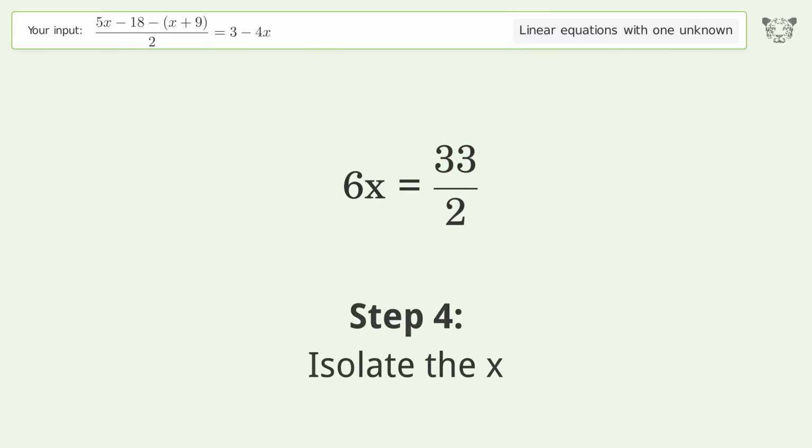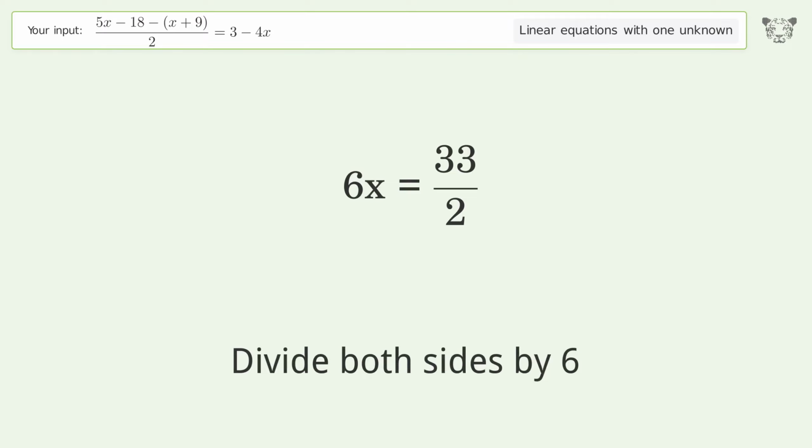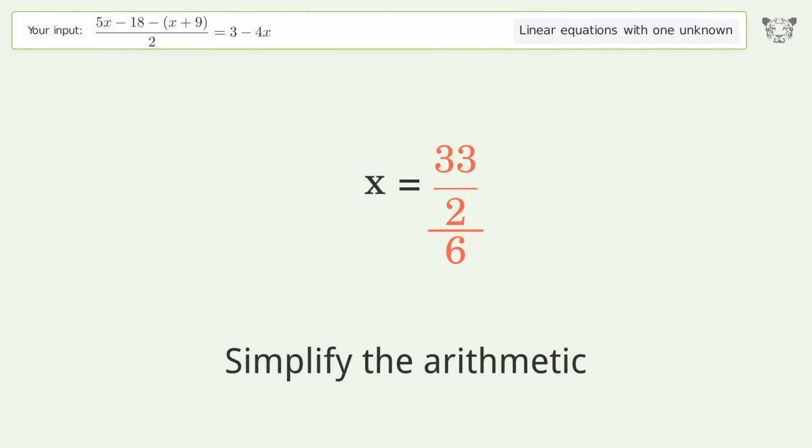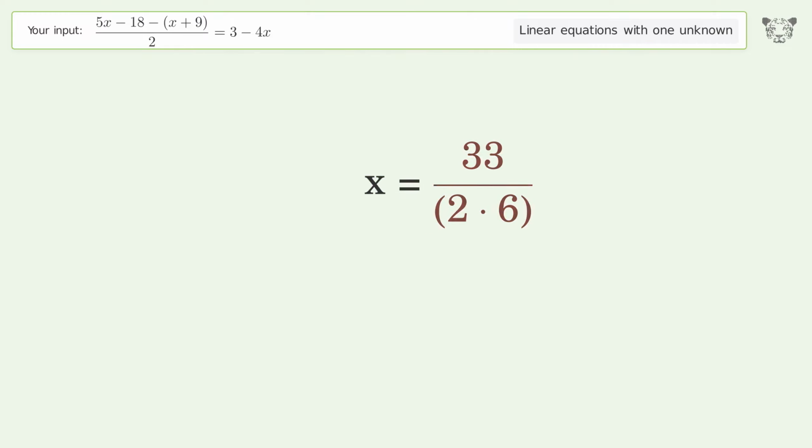Isolate the x. Divide both sides by 6. Simplify the fraction. Simplify the arithmetic. And so the final result is x equals 11 over 4.